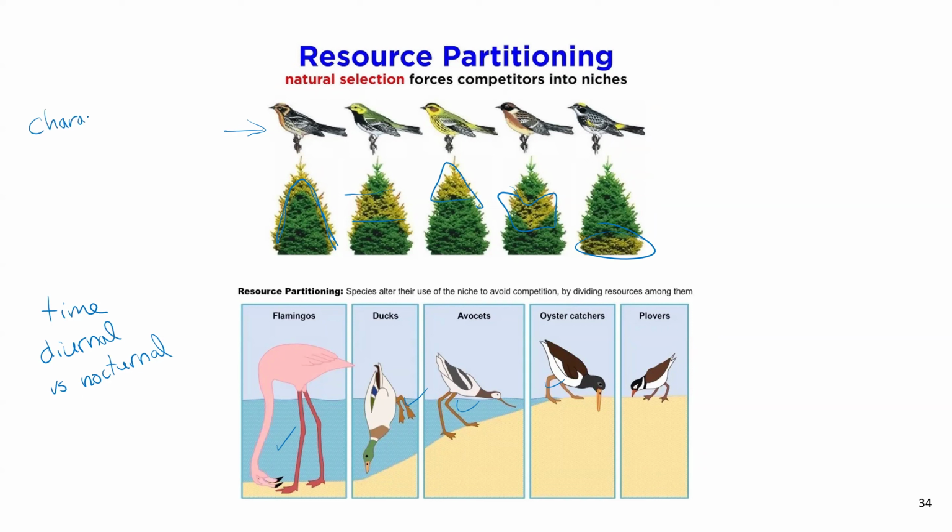So character displacement is where we get speciation, a new species that arises, and this is a result of that sympatric separation, and the traits diverge. So that's kind of the end game.